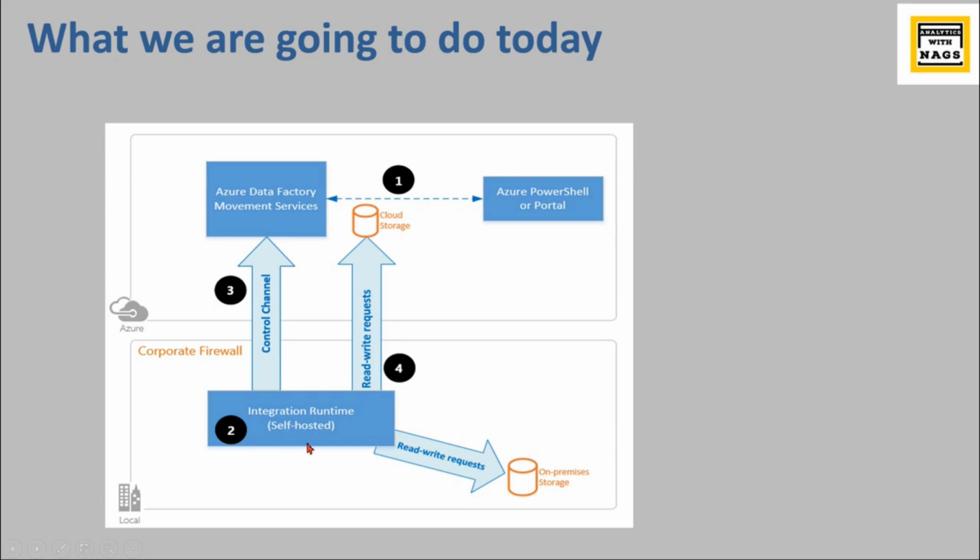So as you can see, what we are going to do today, we have data on your on-premise and we are going to copy it to the cloud. And in order to do that, we need integration runtime, that is to be installed as part of your on-premise server or the local server. If you are not aware, just click on the link that appears at the top, which will help you to install the integration runtime, which is the prerequisite for moving the data from on-premise to cloud.